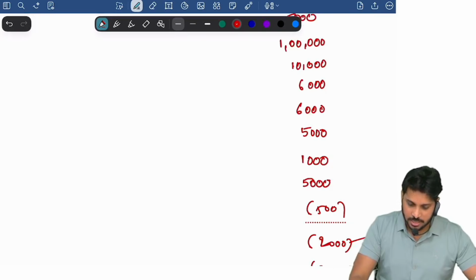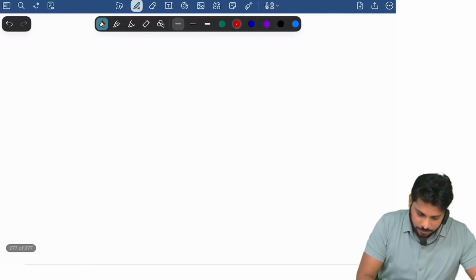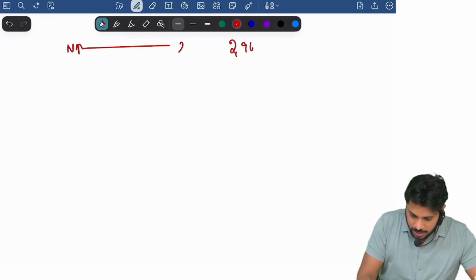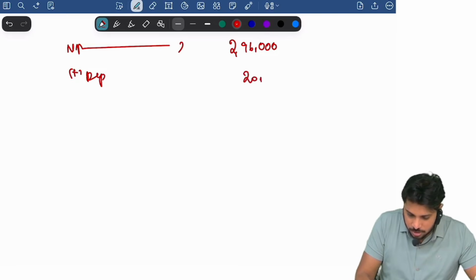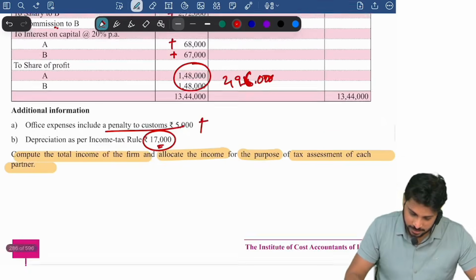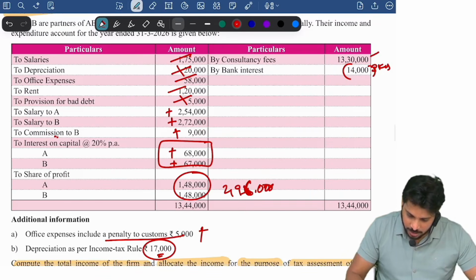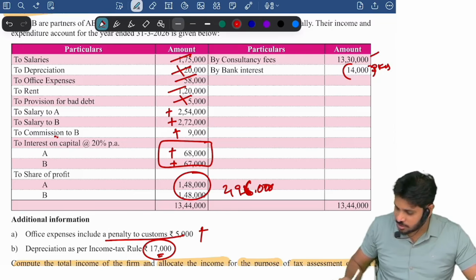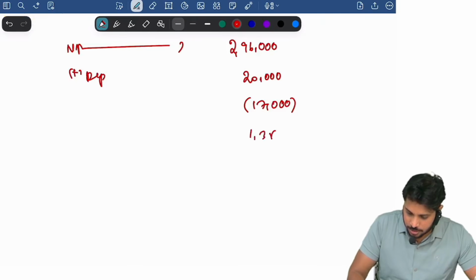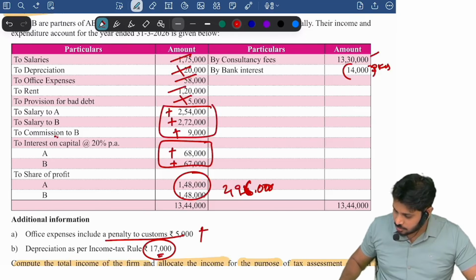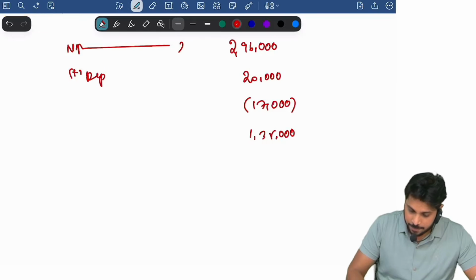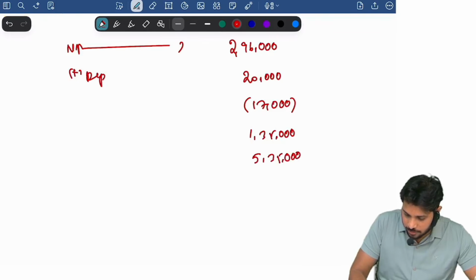Am I? So first tell me what is the profit, net profit? 2,96,000. Am I right? Now add back depreciation as per books. How much? 20. Minus depreciation under income tax law 70. Okay, then I will have to add back interest on capital. How much it is? 68,000 plus 67,000. How much it is? 1,35,000. Am I right? Interest on capital 1,35,000 plus remuneration to partners 2,54,000. 2,54,000 plus 2,72,000 plus 9,000 is equal to 5,35,000.